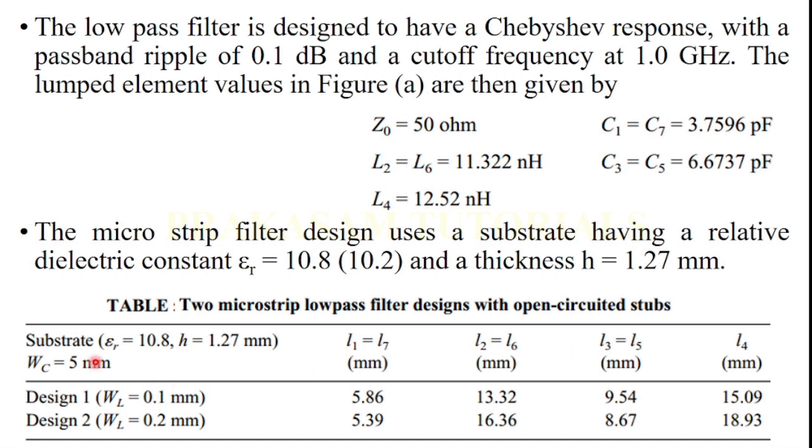The operating frequency is 1 GHz and the material is Rogers RT/Duroid 6010, its relative permittivity is 10.2, the thickness of the substrate is 1.27 mm, and WC is 5 mm. The characteristic impedance of the transmission line is 93 ohms and its transmission line width is 0.2 mm. So that is design 2.